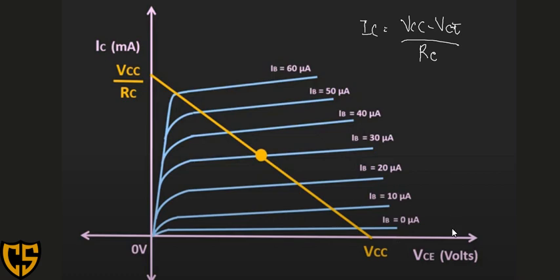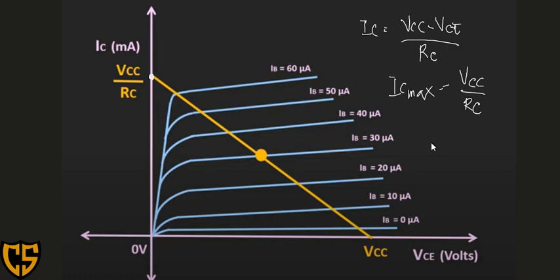So if we are going to set our VCE into minimum value, which is 0, so if it is 0, then our IC will be maximum. So this is equal to VCC over RC. So here, at this point, we will have this point.